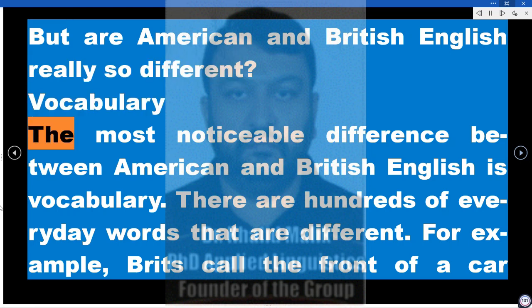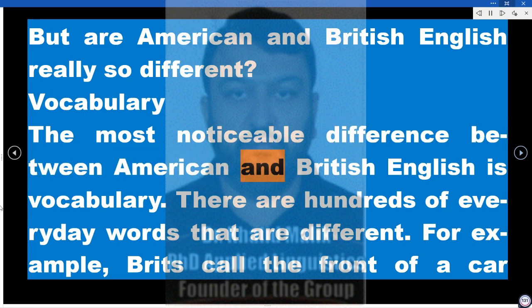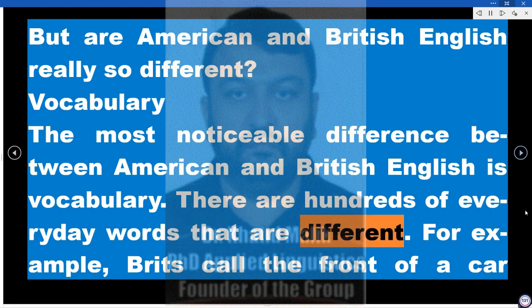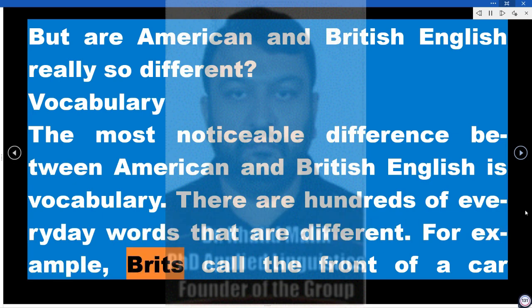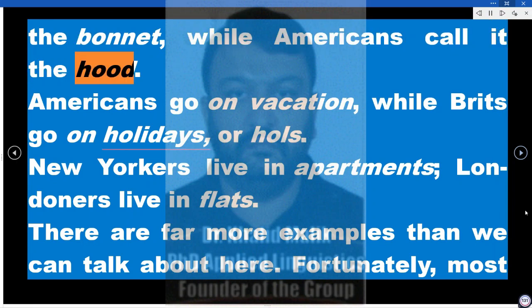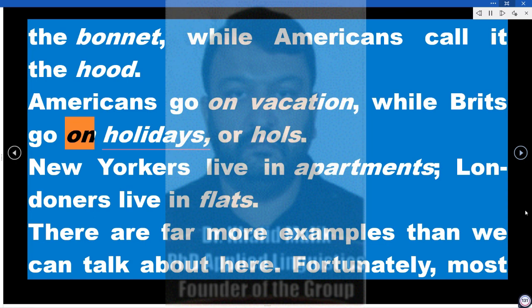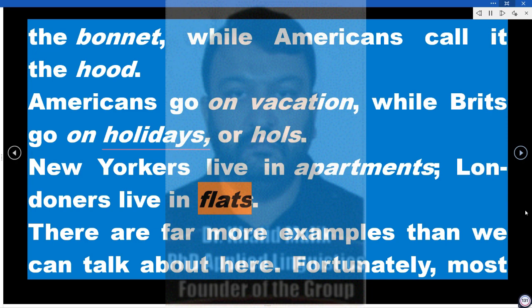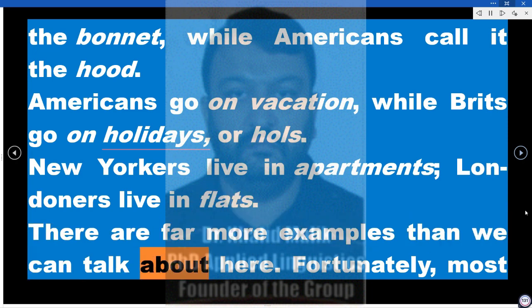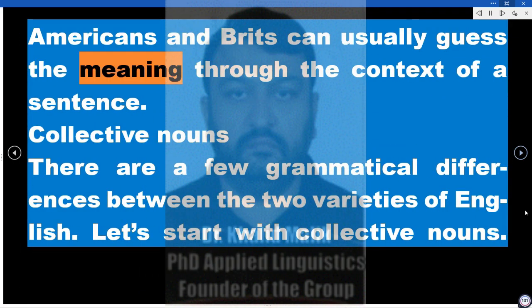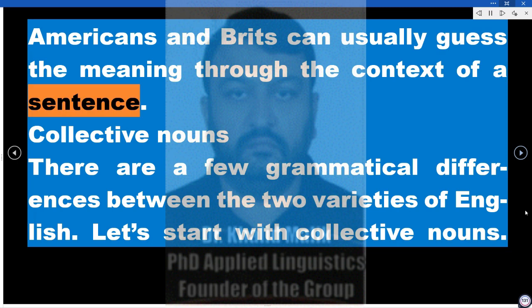Vocabulary. The most noticeable difference between American and British English is vocabulary. There are hundreds of everyday words that are different. For example, Brits call the front of a car the bonnet, while Americans call it the hood. Americans go on vacation, while Brits go on holidays, or hols. New Yorkers live in apartments, Londoners live in flats. There are far more examples than we can talk about here. Fortunately, most Americans and Brits can usually guess the meaning through the context of a sentence.